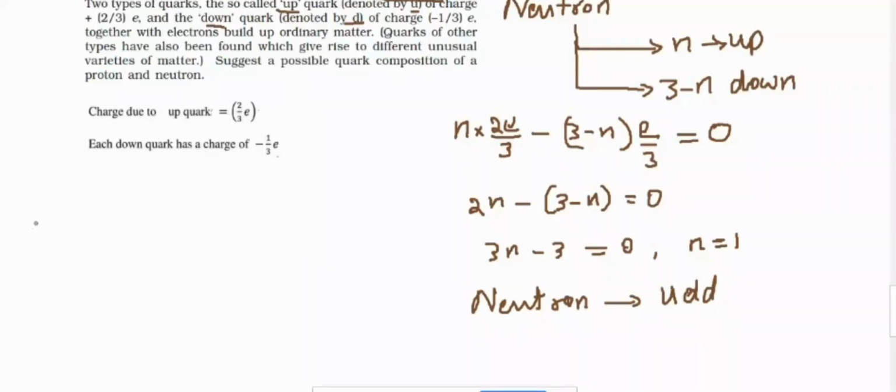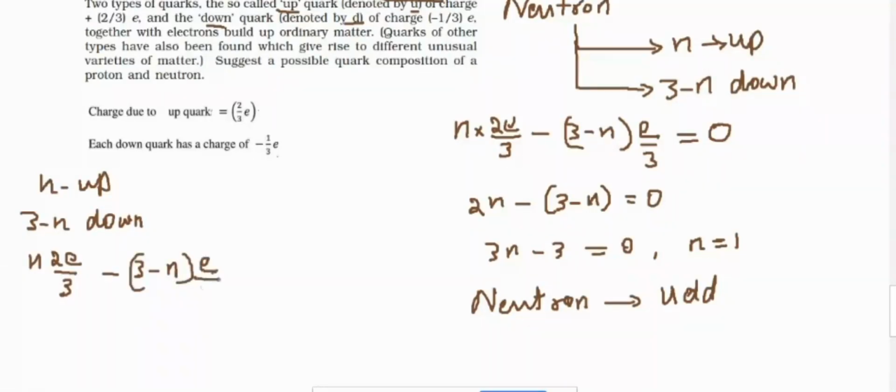Next, take the case of proton. The same way we can write the equation, same assumptions we can take. There are n up quarks and 3 minus n down quarks. So make the charge equation. We have n into 2e by 3 minus (3 minus n) into e by 3 is equal to charge of proton, which is e.